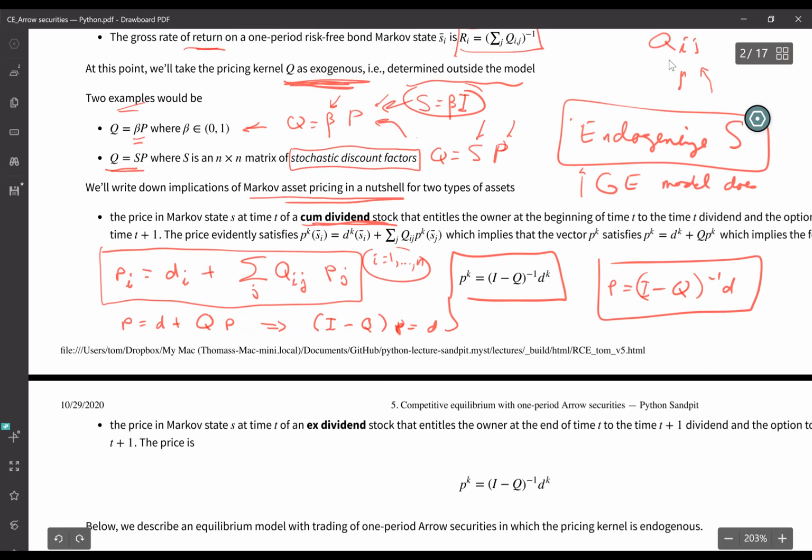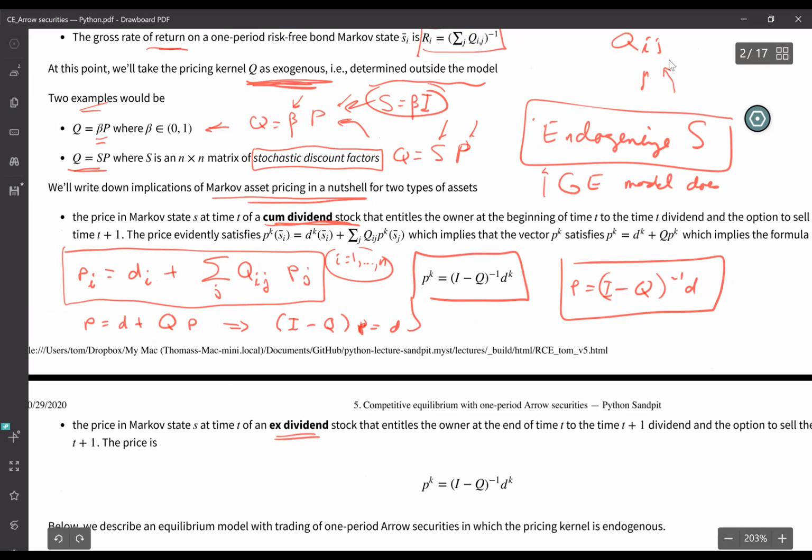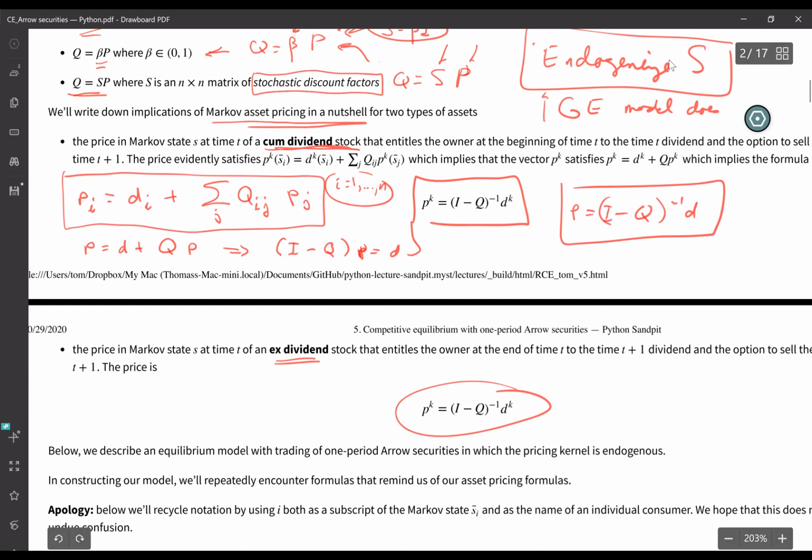Finance people also talk about ex-dividend stocks, and the deal there is, actually, this isn't right. I'm going to have to fix this. Well, since it's wrong, let's fix it right now. What's the ex-dividend stock? So don't look at that.